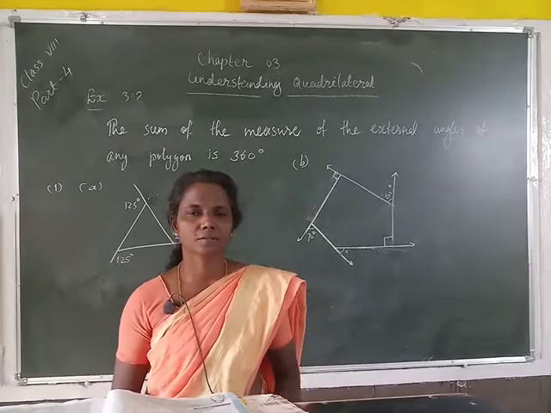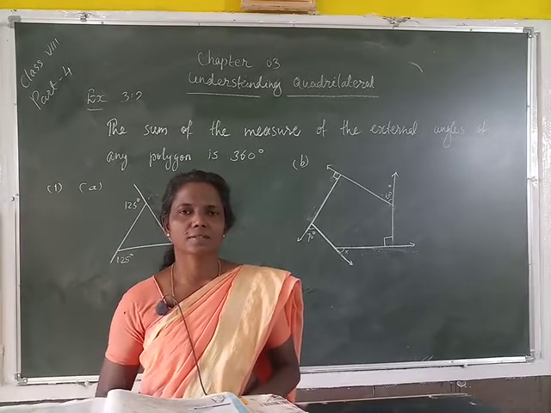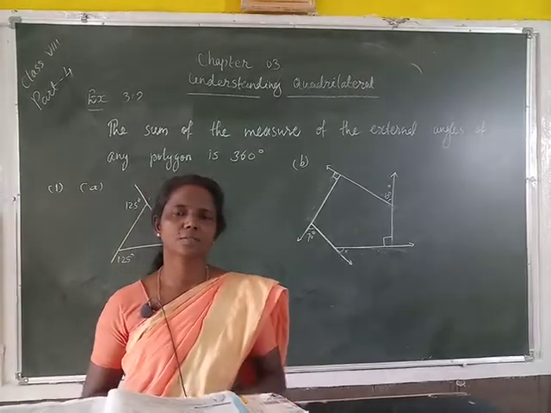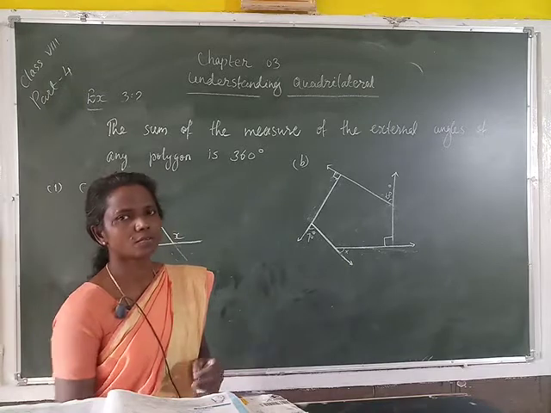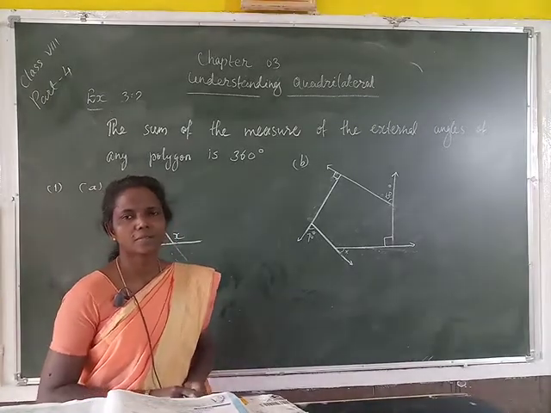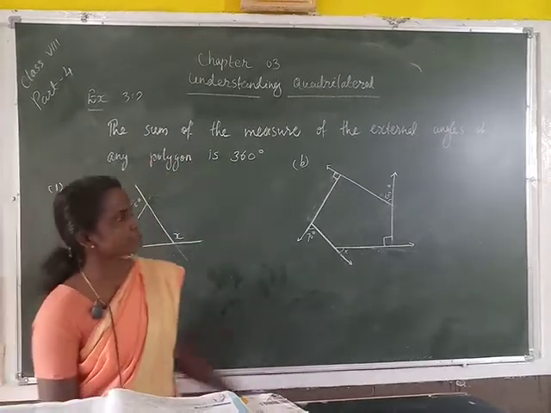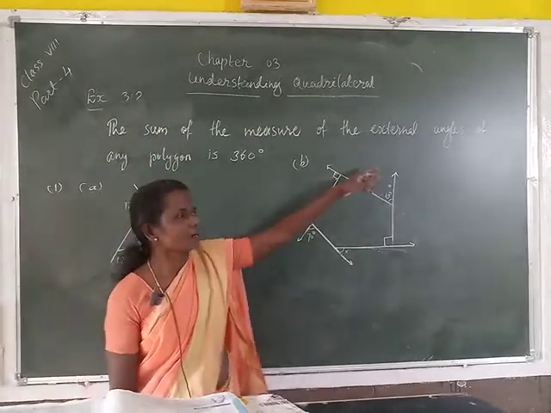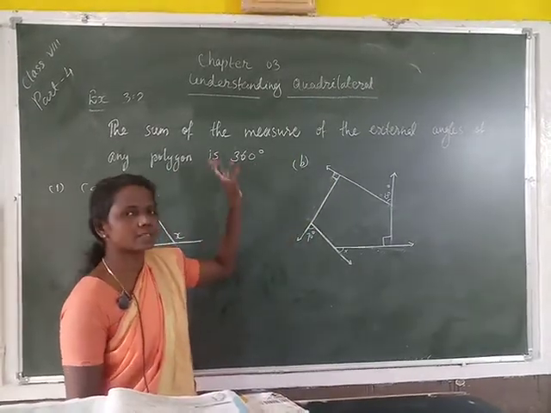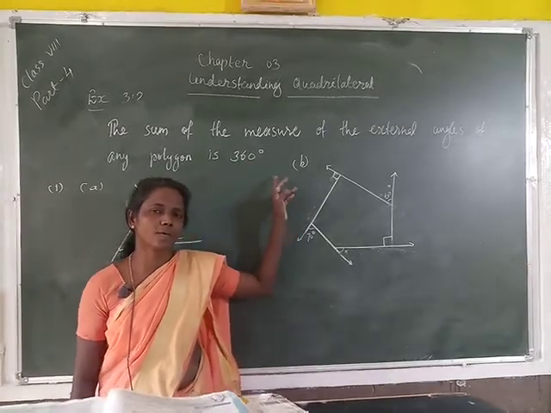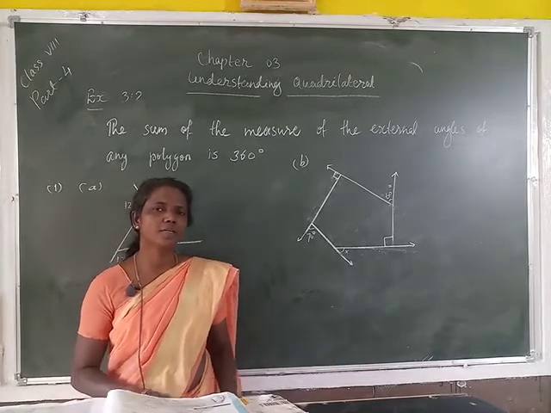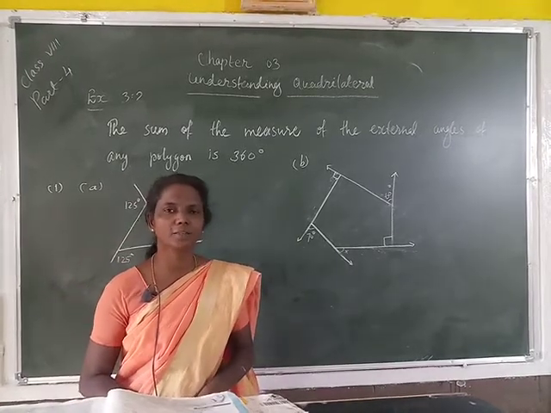Good morning, children. Today we solve exercise 3.2. Before we solve this problem, we should know one thing about polygons. Do you know what that is? The sum of the measures of the external angles of any polygon is 360 degrees. So, the sum of the measures of the external angles of any polygon is how many degrees? 360 degrees.